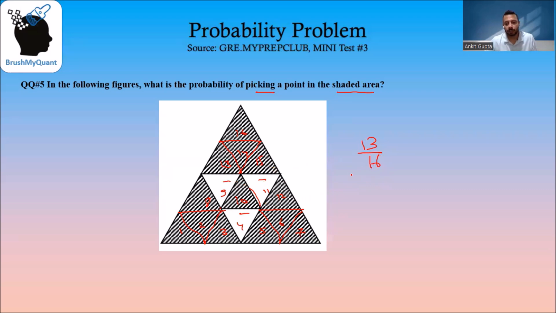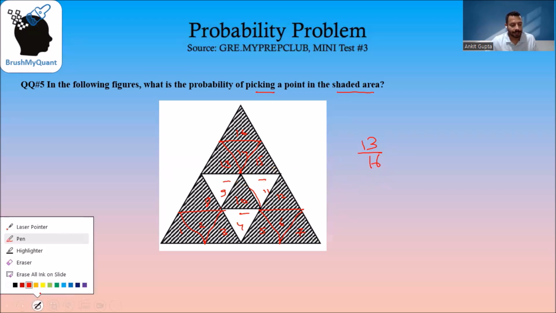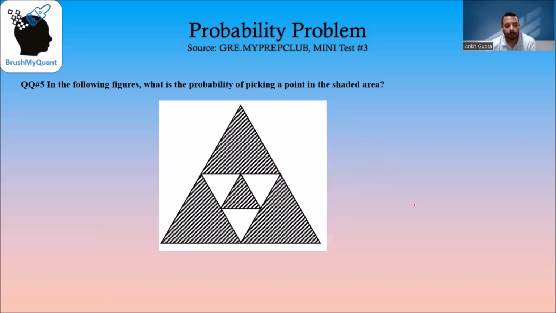Now let's try and solve this problem using algebra, and let's see how we can quickly do that. For that, let's assume the side of each smaller triangle is 1 unit. That means this side becomes 2. So this becomes 2, and the bigger side actually becomes 4. Let's find out the area of the shaded region first.